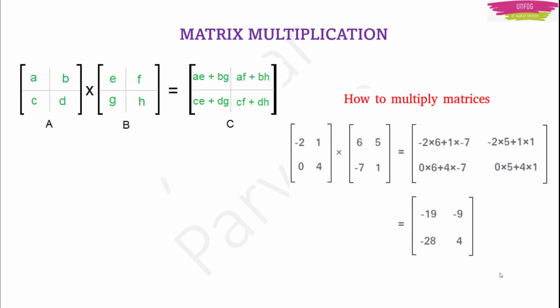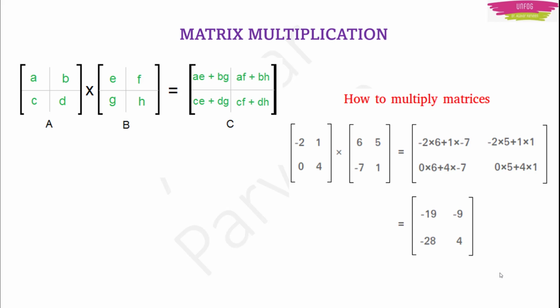For example, if you have two matrices like this, here what you do, just the way you did there, AE plus BG. What is there in place of A here? -2 is there. What is there in place of E here? 6 is there. You multiply -2 and 6. -2 into 6 plus, what is there in place of B there? 1.